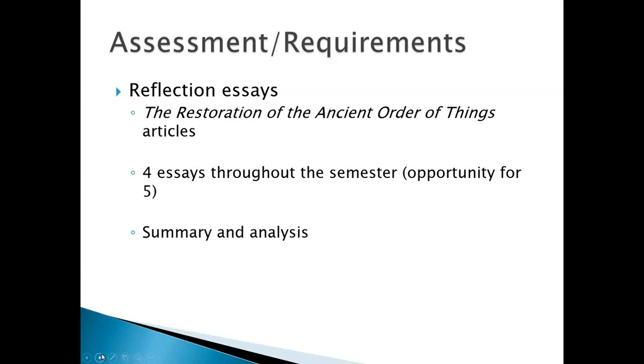So you're required to do 4. If you do all 5, I will drop the lowest grade and give you additional bonus points for completing all 5. So one way to get bonus points in the course is to complete all 5 essays, but you are only required to complete 4. So, kind of keep that in mind as you're thinking about it.